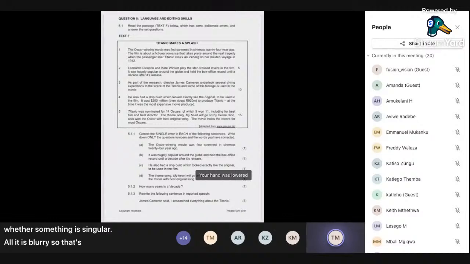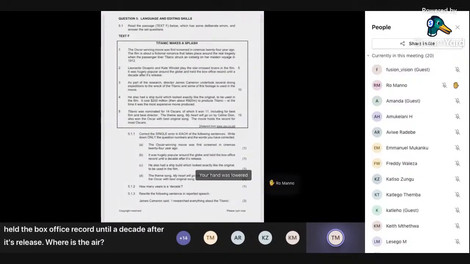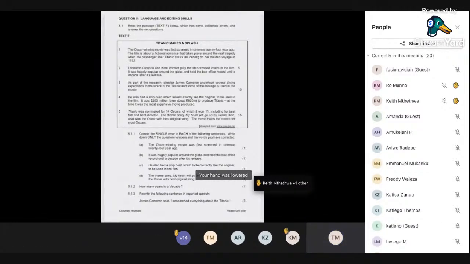Now, let's look at number B. It was hugely popular around the globe and held the box office record until a decade after its release. Where is the error? Where's the error?